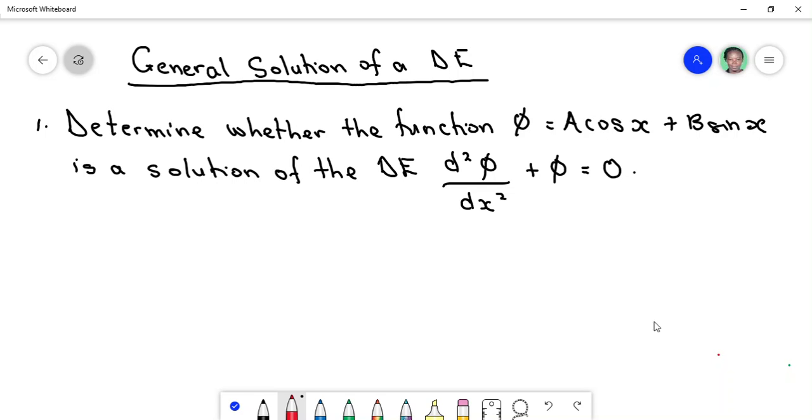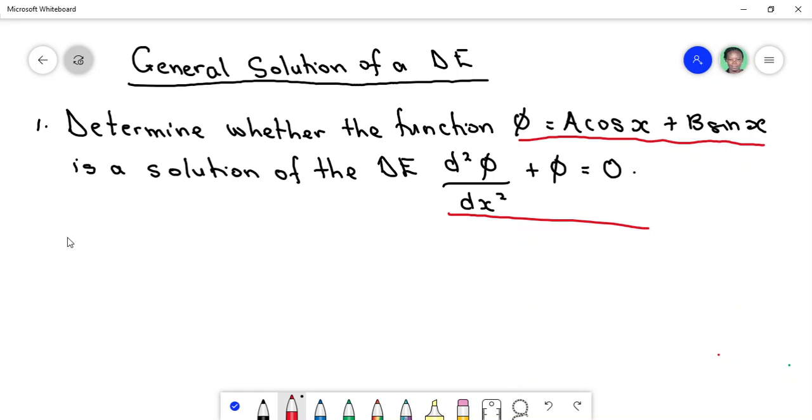So we want to determine whether the function phi is actually a solution of this differential equation. So we know what phi is, and this is the differential equation. To check whether it's a solution, one way you can look at it is finding the second derivative of this function plus the function, and if it's equal to 0, then we can say this function is a solution to this differential equation.